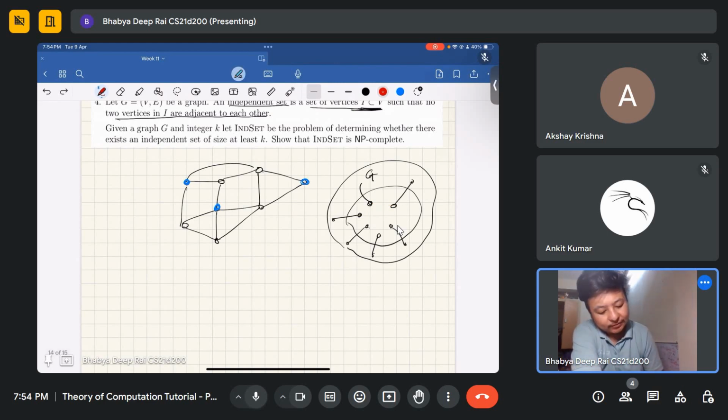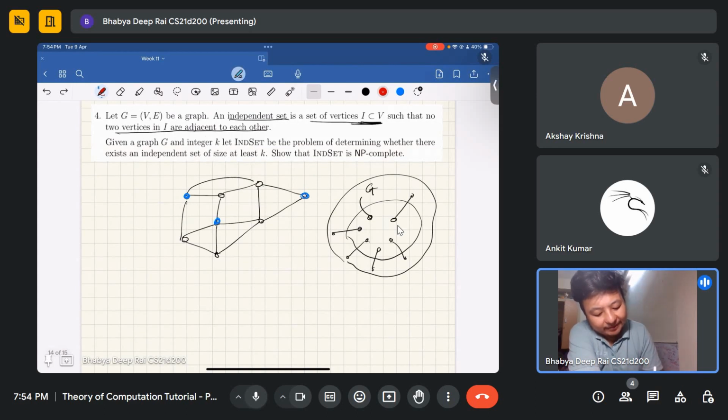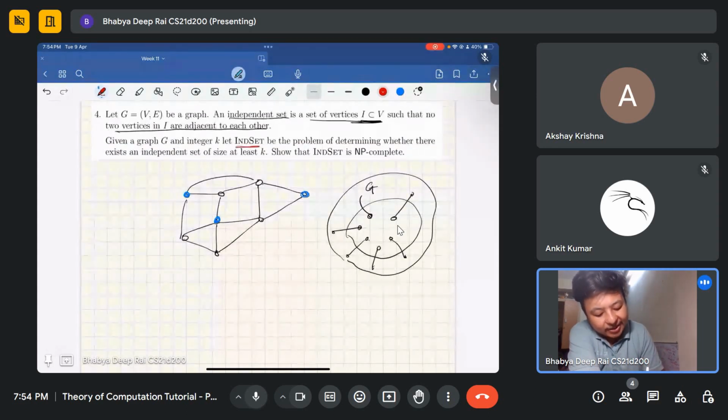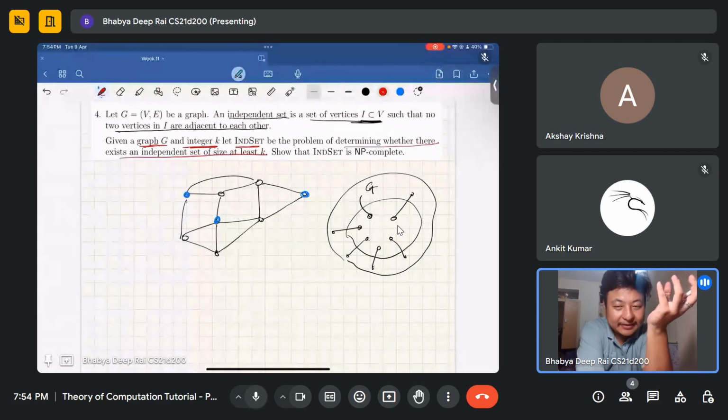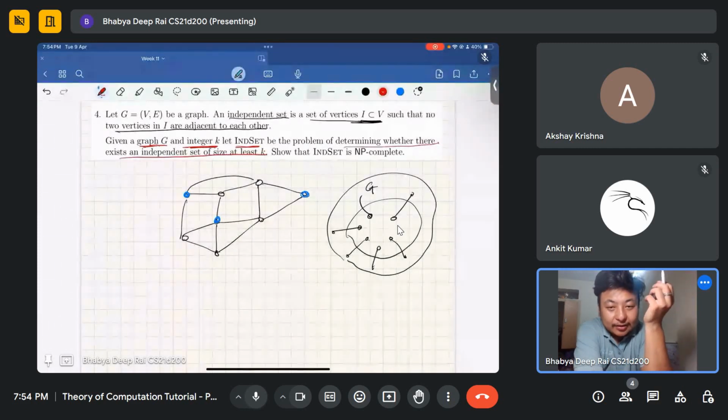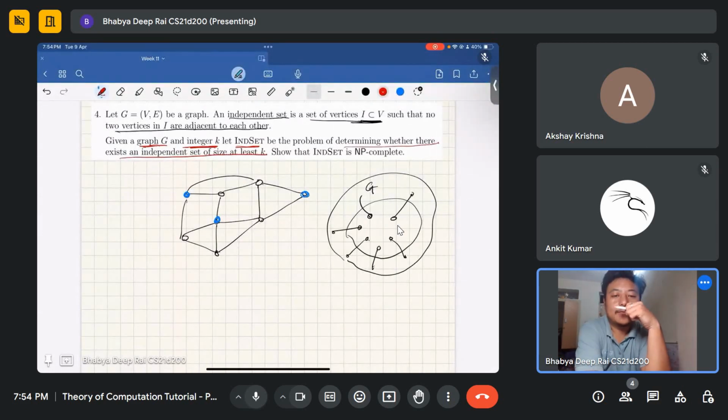Now, what is the independent set problem? Given a graph G and integer k, the independent set problem is determining whether there exists an independent set of size at least k. Okay, is there an independent set of size at least k? So show that independent set is NP complete.